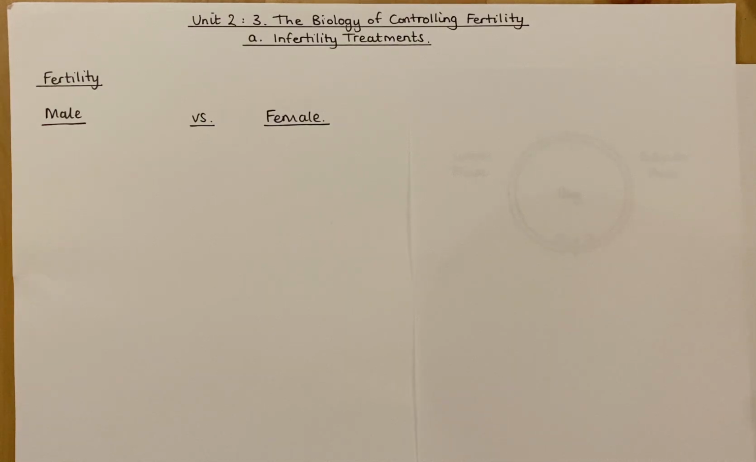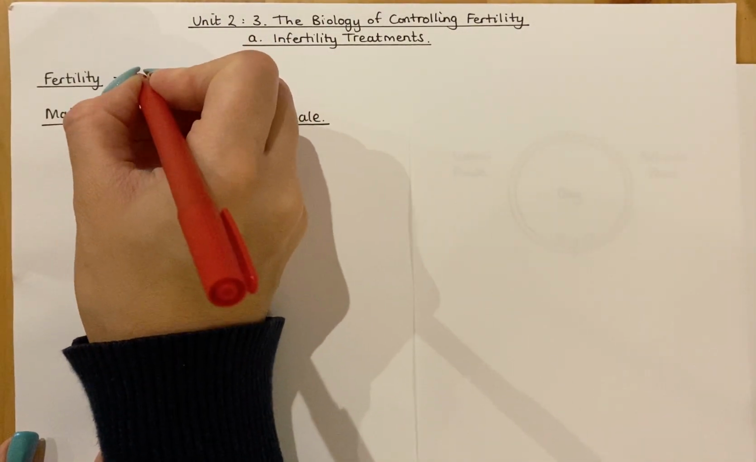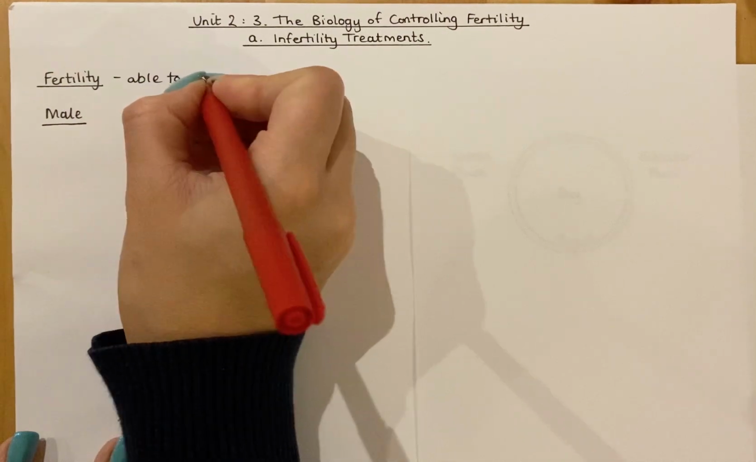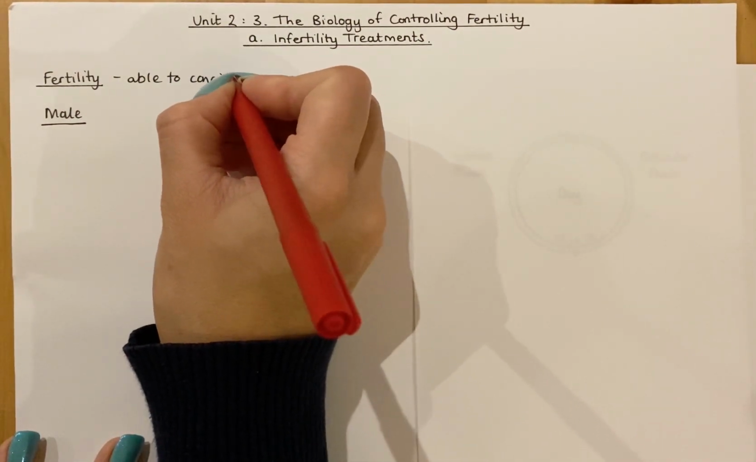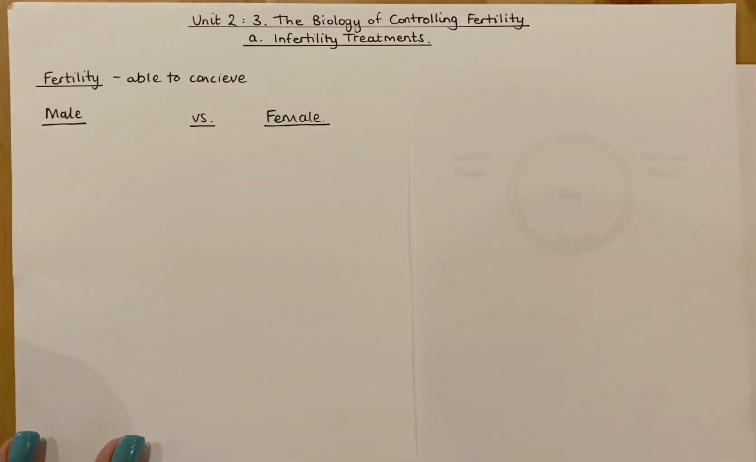So initially you need to know about fertility in general and what fertility means. Fertility is about the ability to conceive. So if you're fertile, you're able to conceive. Conceive essentially means that you're able to have children. Now if you're infertile, then you're unable to have children, unable to become pregnant, or unable for fertilization to occur, depending on what the reasons are behind that.